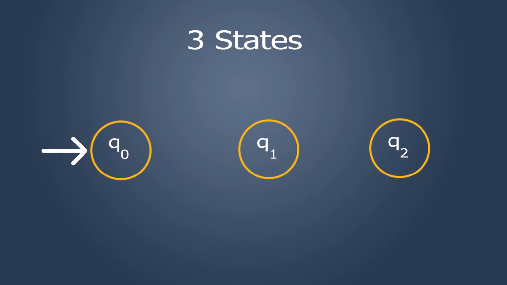Which is my final state? Q2 is my final state. How do you depict Q2 be the final state? We will be drawing two circles like this.